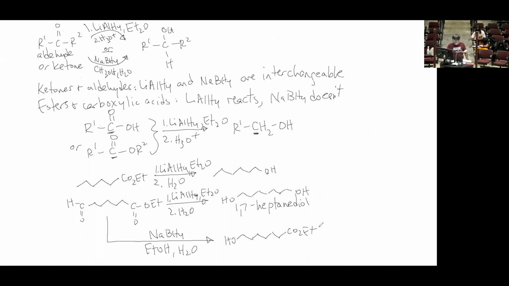Good. So that was one point I wanted to make about sodium borohydride versus lithium aluminum hydride. They are interchangeable as regards ketones and aldehydes, but not for esters and carboxylic acids. Then they're no longer interchangeable. Good. Any questions so far then?